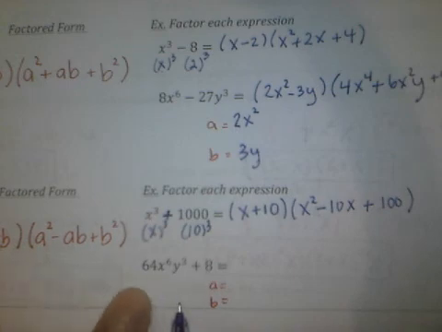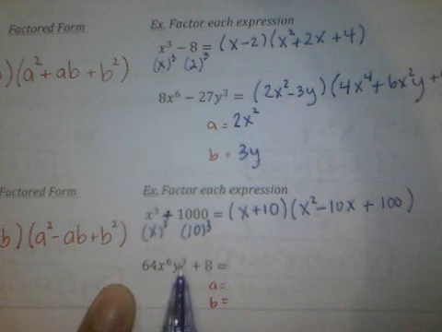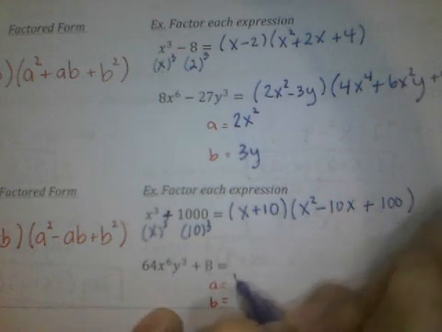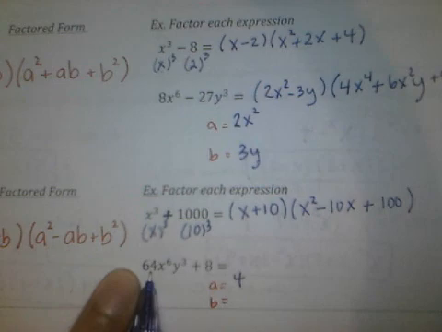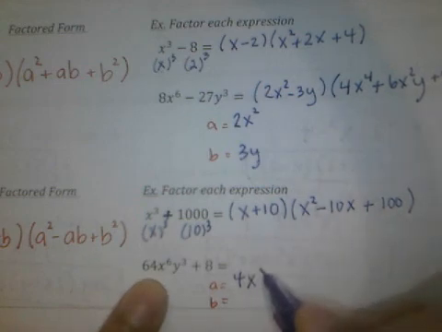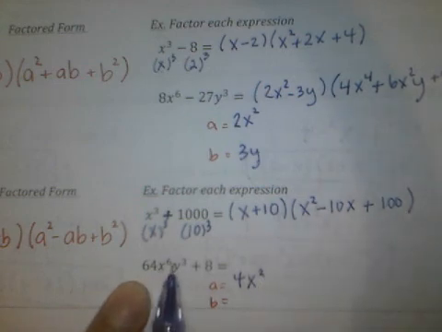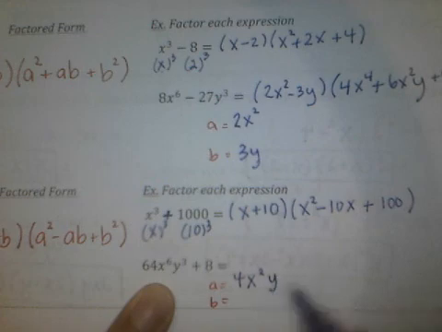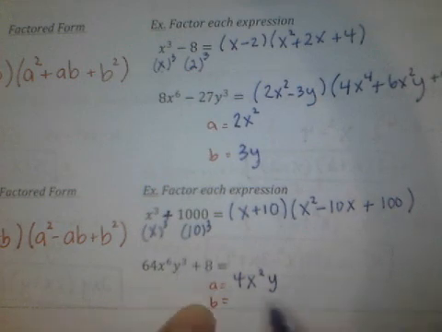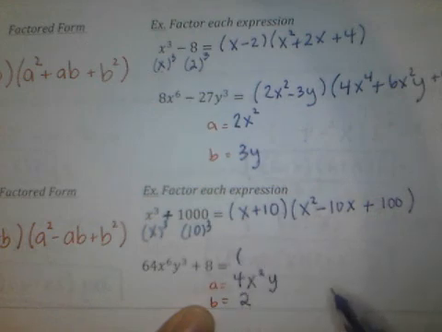For the second example, a is something times itself 3 times that equals 64x to the 6th y cubed. Turns out that 4 times 4 times 4 is 64. X squared times x squared times x squared is x to the 6th. And y times y times y is y cubed. B is pretty simple, it's just a 2. And then we plug in really carefully.